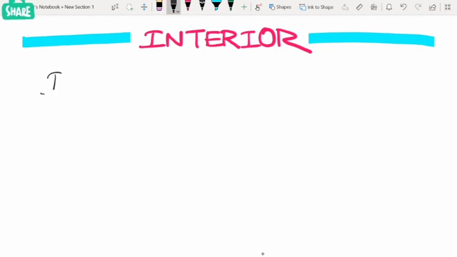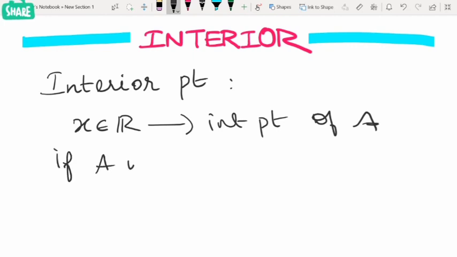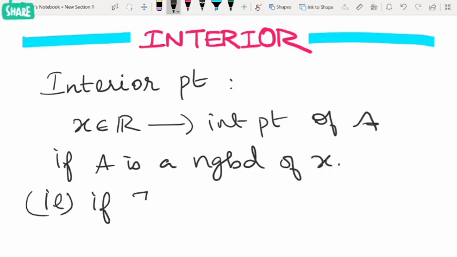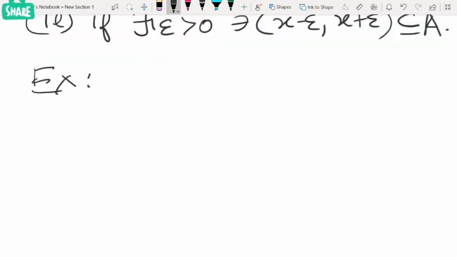Today we are going to see about the interior of a set, but before that let us see what is meant by an interior point of a set. A point x is said to be an interior point of a set A if A is a neighborhood of x. That is, if we can find a positive quantity epsilon such that the interval (x minus epsilon, x plus epsilon) is contained in A.